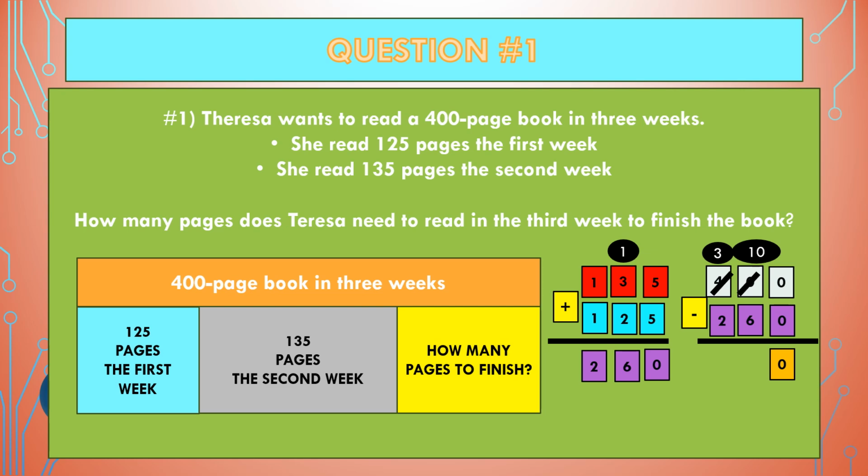So now I can continue to subtract. 10 minus 6 is 4. And 3 minus 2 is 1, which means the amount of pages that Teresa needs to read in the third week to finish the book is 140 pages.